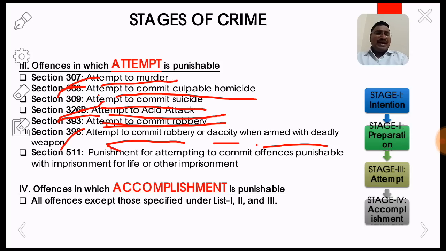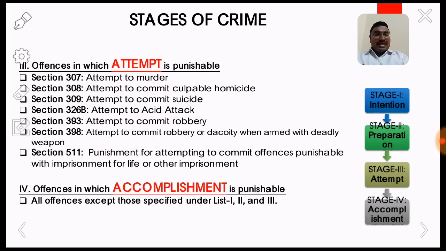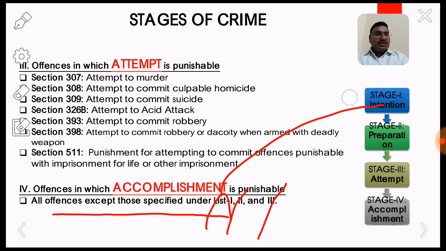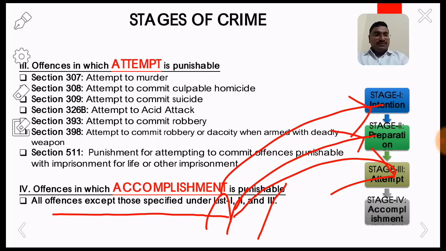Here these are the attempts. There is no accomplishment, there is no intended result. However, with mere attempt they are punishable. Section 511 speaks about the punishment for such attempts. Next, accomplishment: all the offences except those specified under list 1, list 2 and list 3. The offences which are punishable even with intention, preparation, or attempt are listed above. The rest of all the offences under IPC are punishable under the head of offences in which accomplishment is punishable.